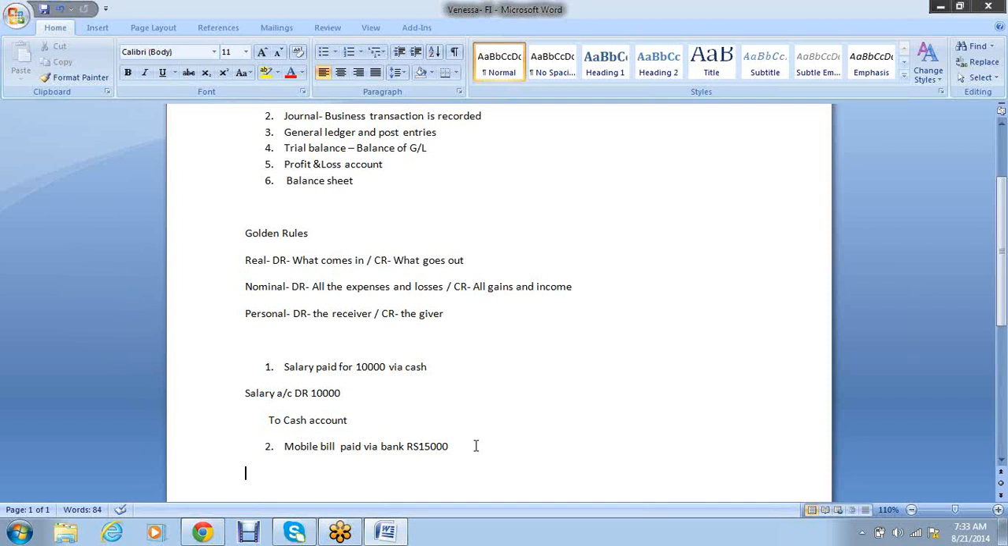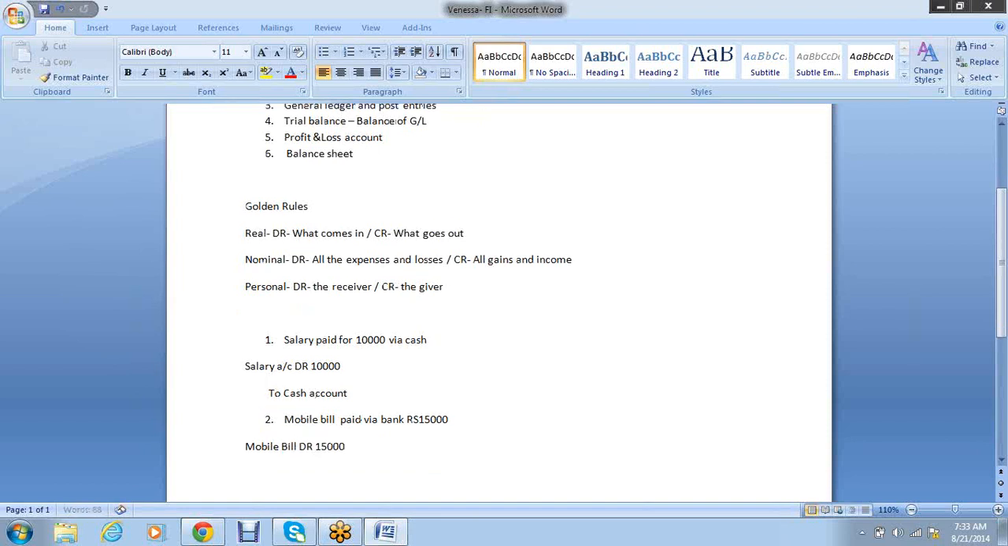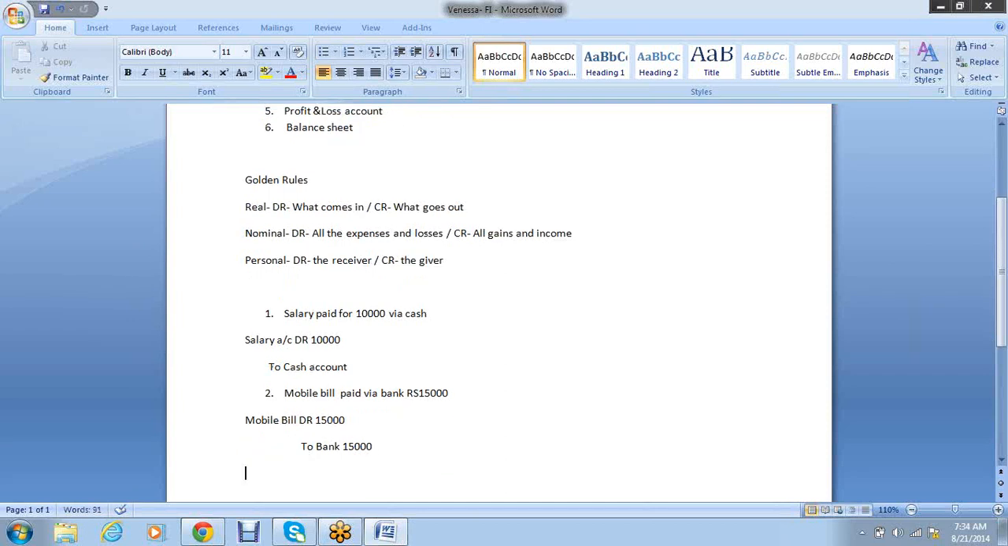First, what is mobile bill? What account is it? Mobile bill is a debit. Why is it debit? Because it's an expense. So if one account is debit, definitely another account will be credit. Bank account will be credit because my money is going out via bank. The money goes out from the bank account. Correct.